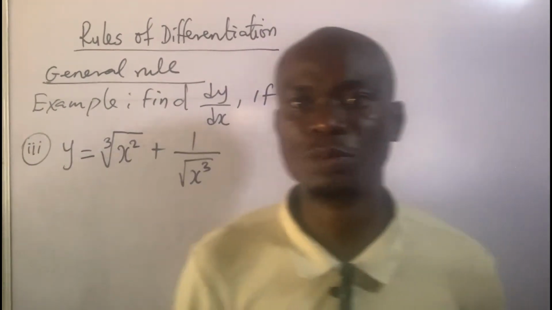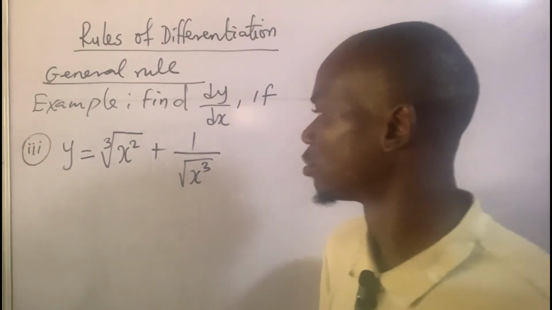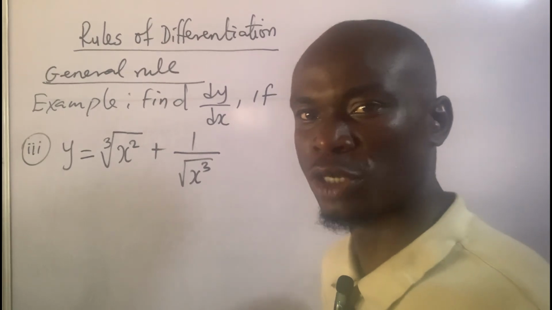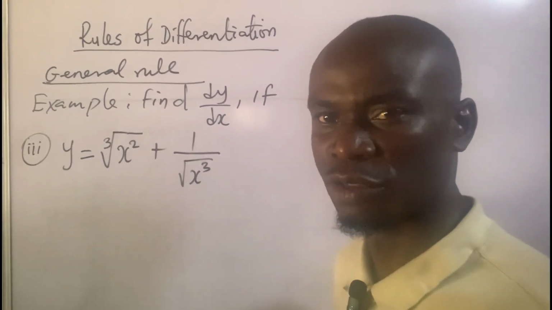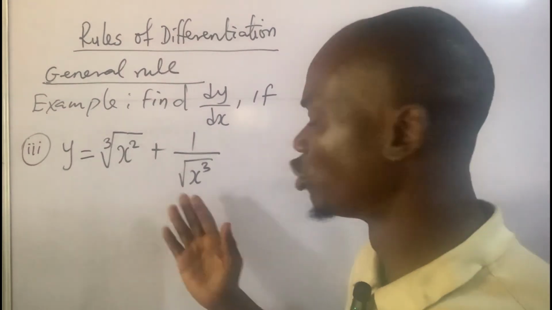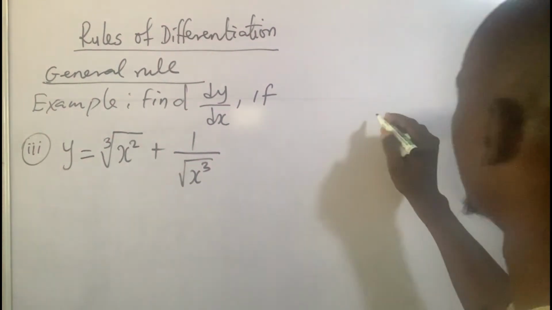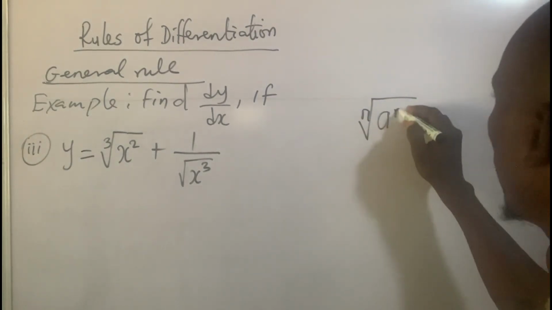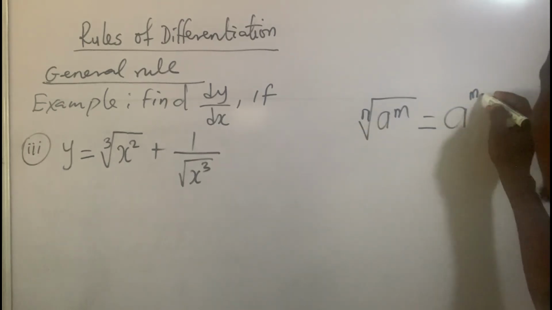The next question we'll be taking talks about roots. When you are faced with this kind of question, you are going to eliminate the roots first before you ever start to differentiate. And to eliminate the root, we have to apply our laws of indices. One of the laws of indices says the nth root of an index number is equal to the index number with the root dividing the power.